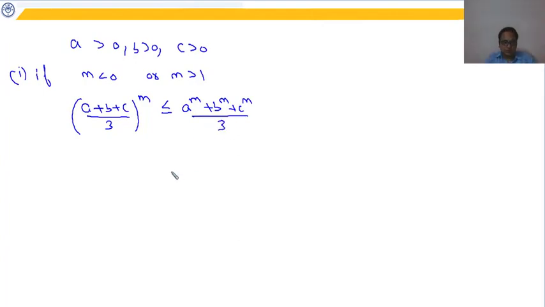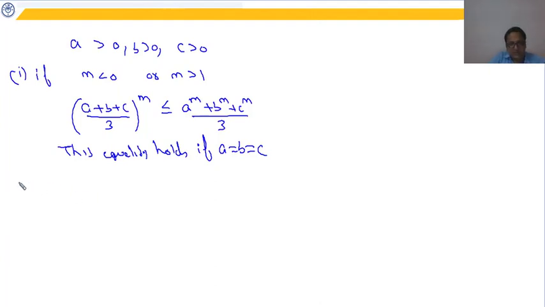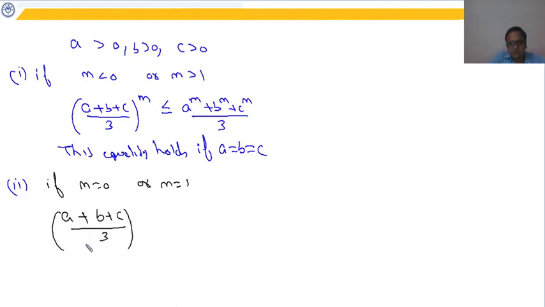We can extend this rule further also for 4 or more quantities. And this equality holds if a is equal to b is equal to c. Second case, if m is equal to 0 or m is equal to 1, we simply have p is equal to m, ((a + b + c)/3)^m is equal to (a^m + b^m + c^m)/3.